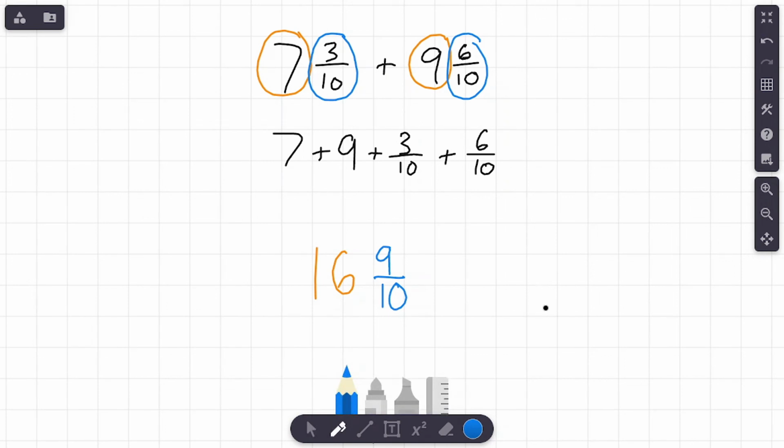We've done a lot of things with mixed numbers. We've learned a lot of things with fractions. Keep working hard. Keep sticking with it.